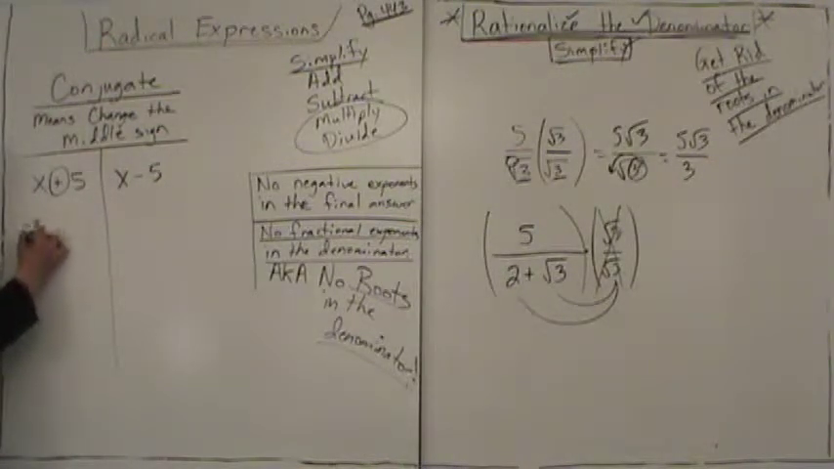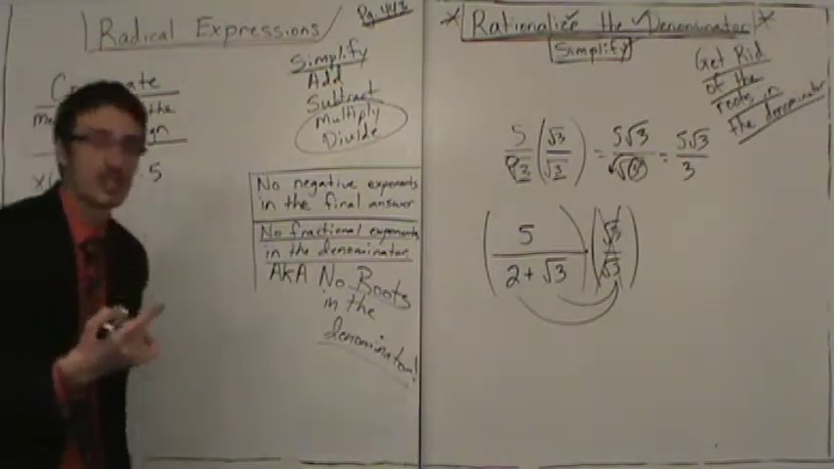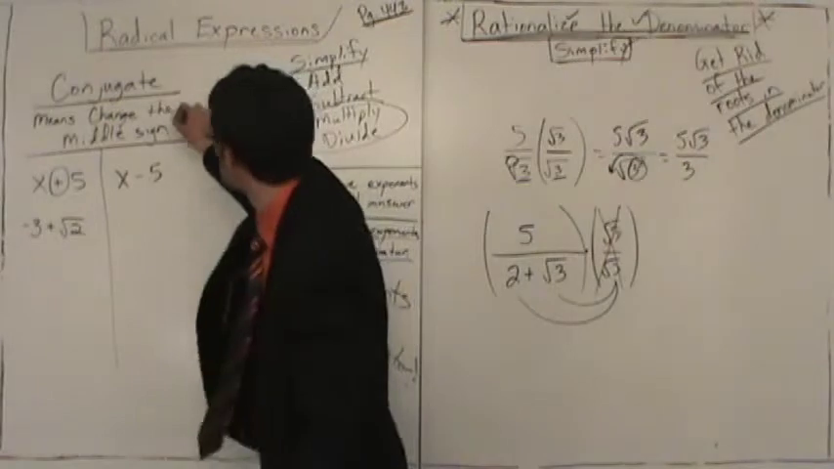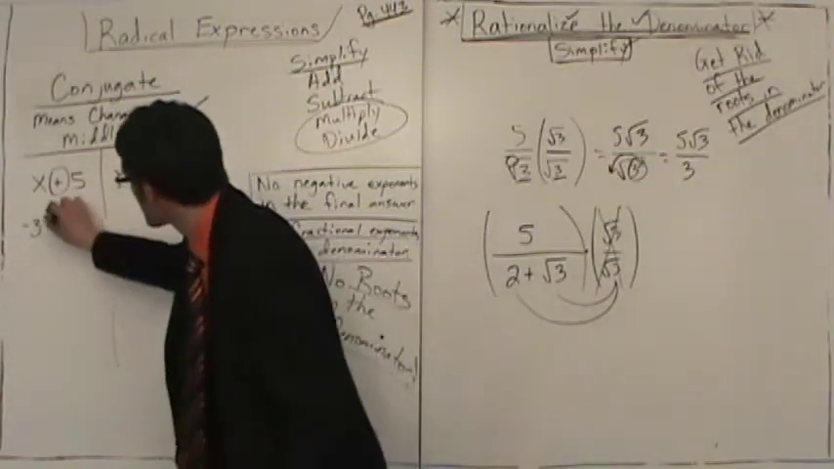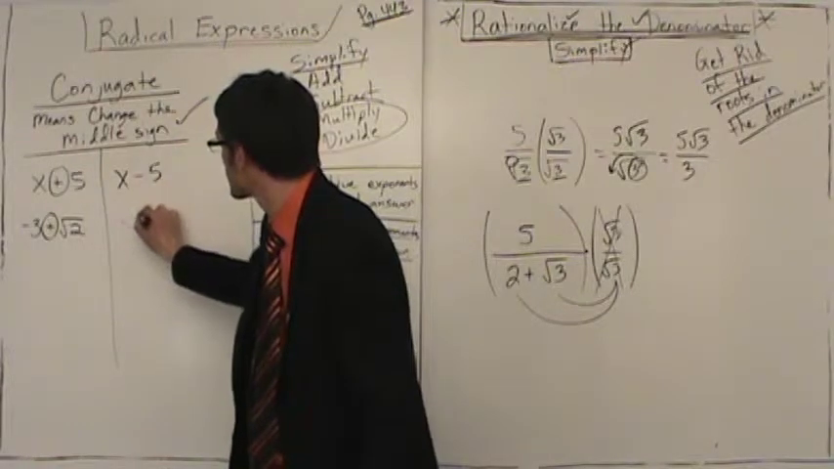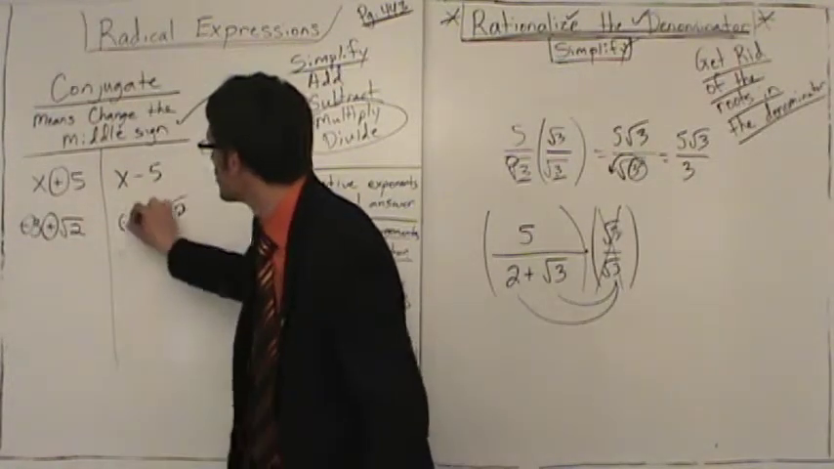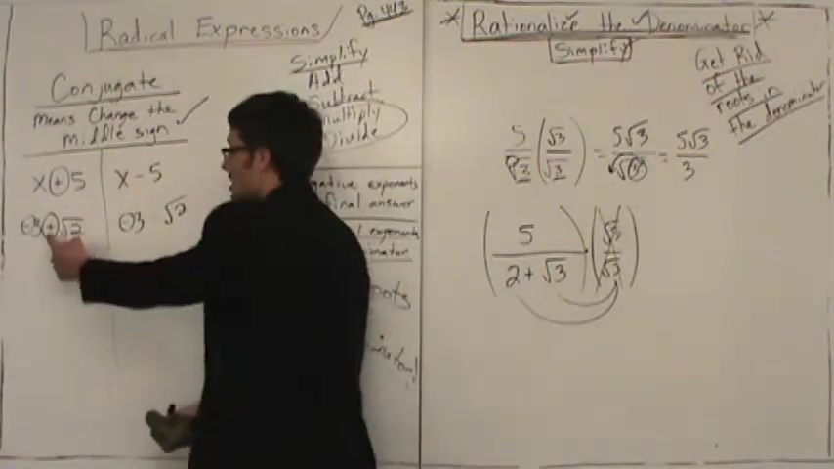If I give you negative 3 plus the square root of 2, what is the conjugate? Remember, conjugate means change just the middle sign. So we're going to change what? The positive to negative. So this is going to be negative 3 minus root 2. Did we change the front sign? No. What sign changed? Just the middle sign.